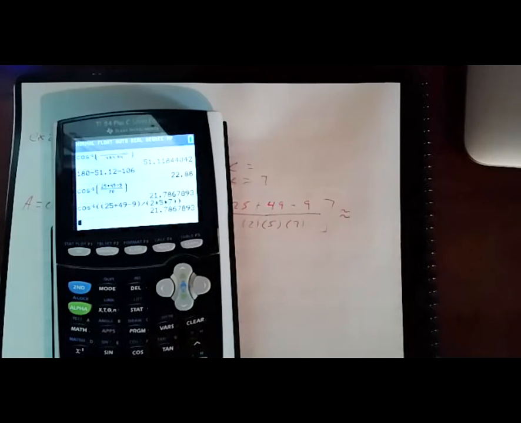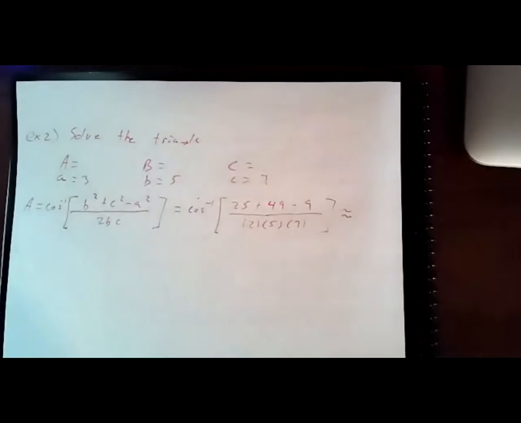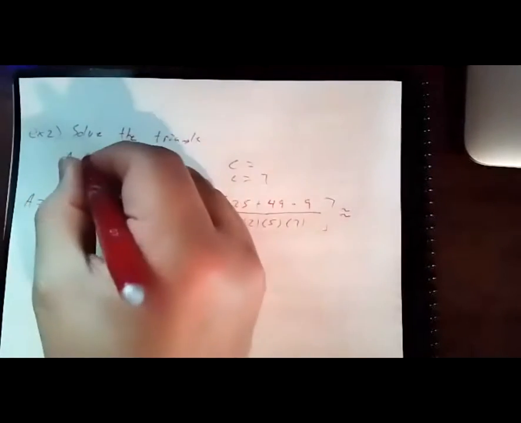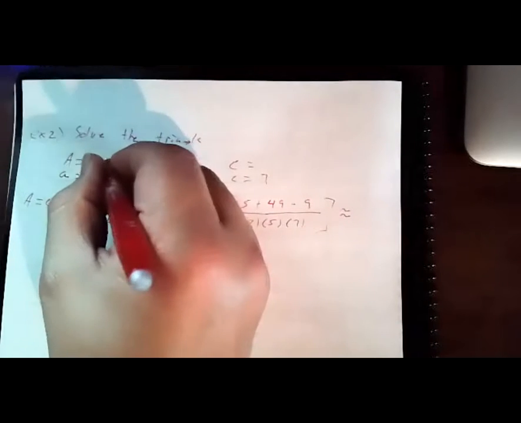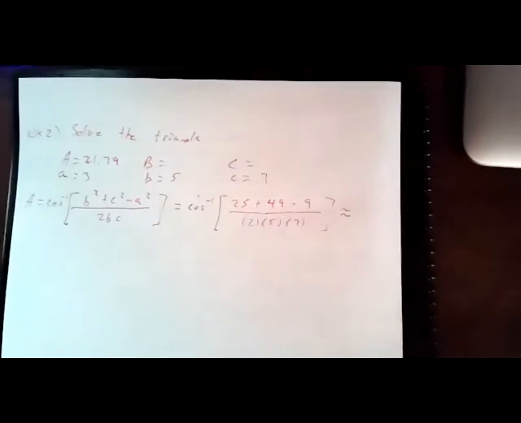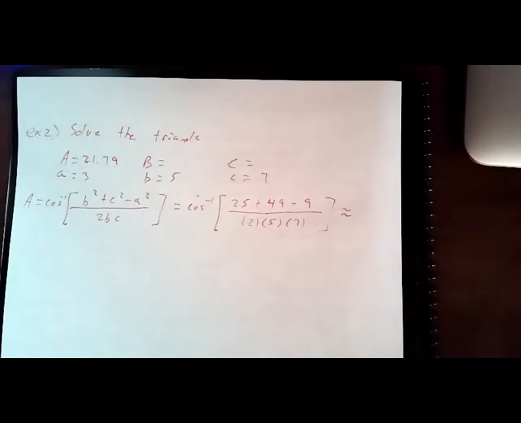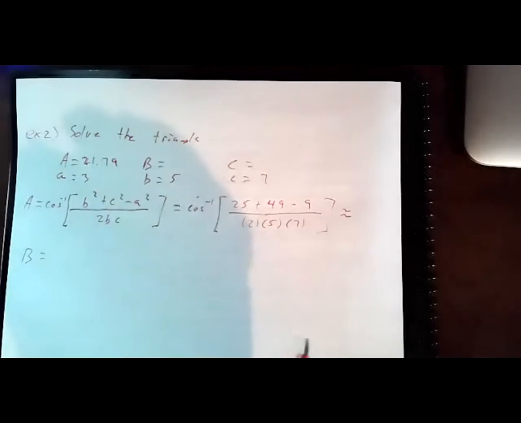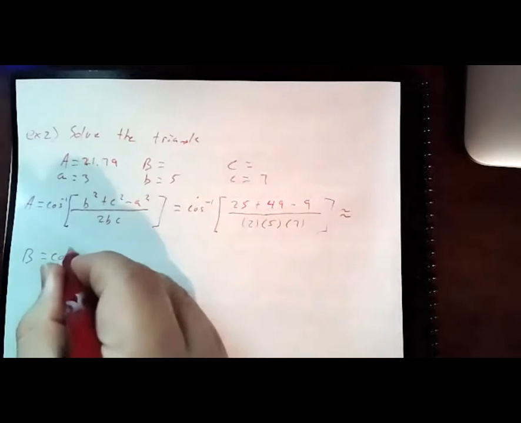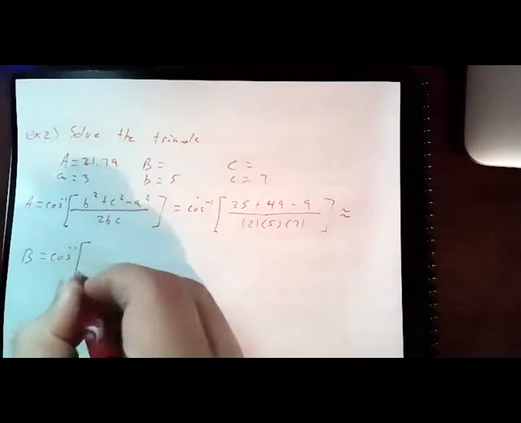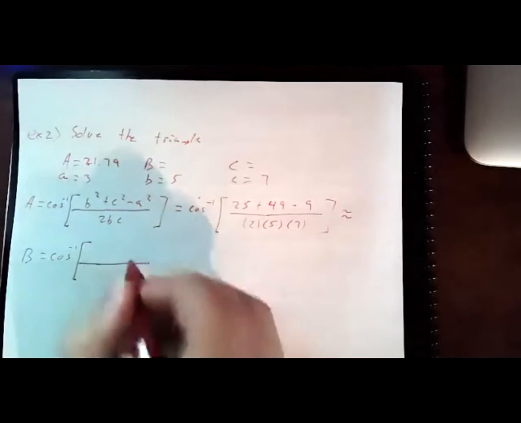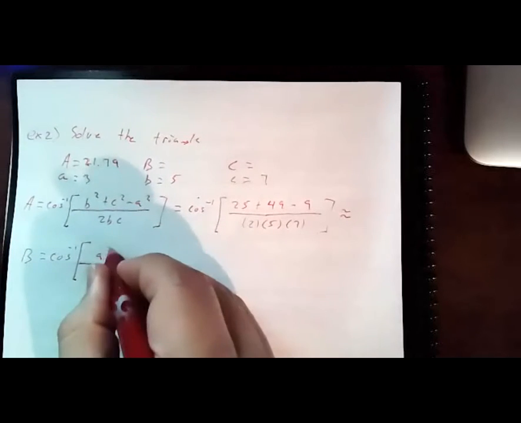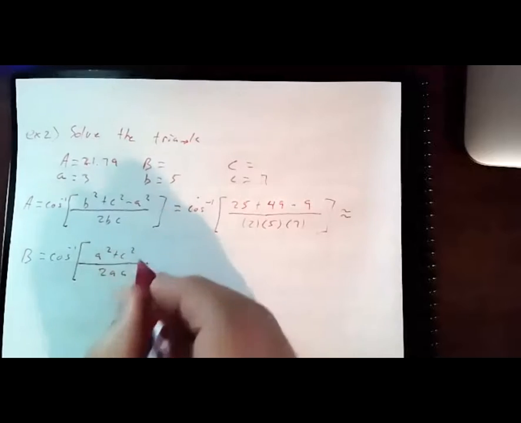21.79. Okay. So you got 21.79. That means we need one more angle, and we can find the last one with the 180 idea. So capital B. Let's use this formula. That'll be cosine inverse of a squared plus c squared minus b squared over 2ac.